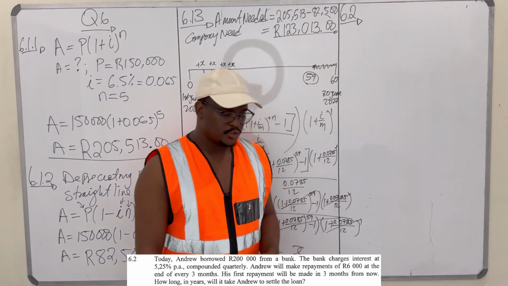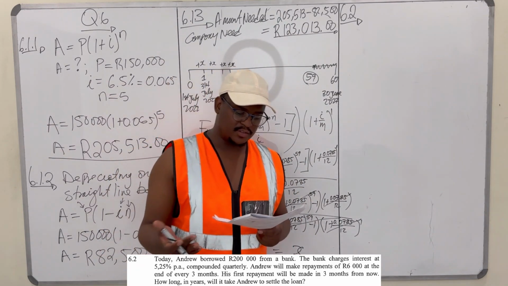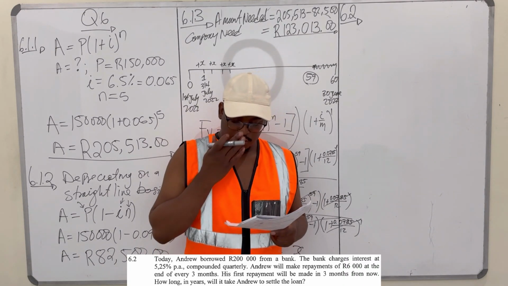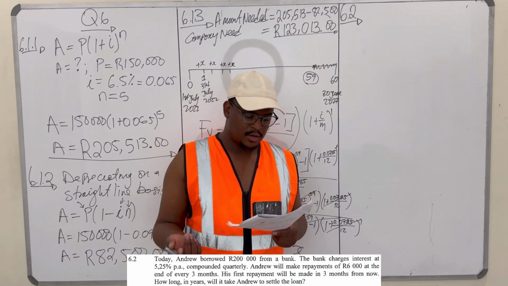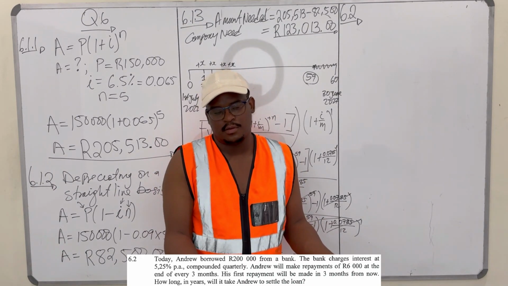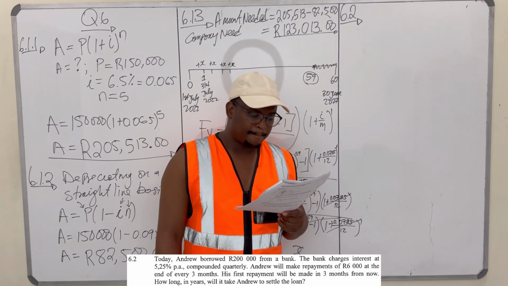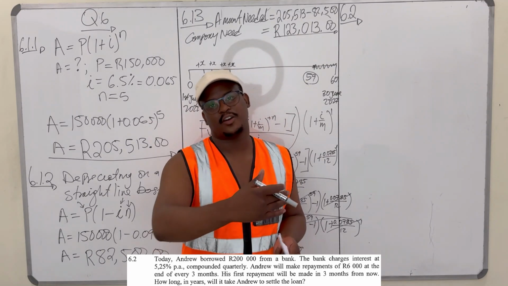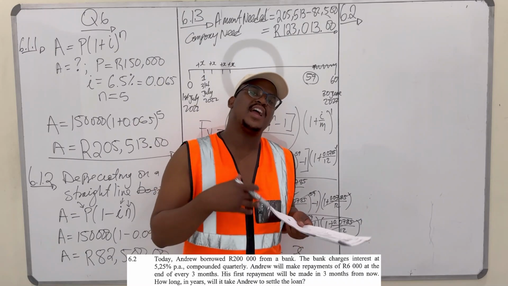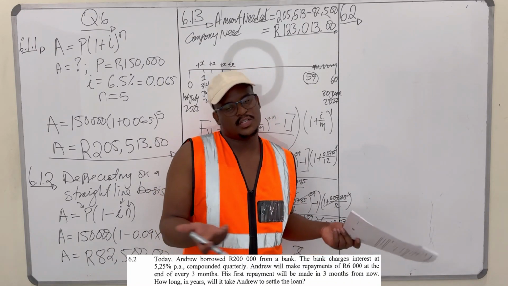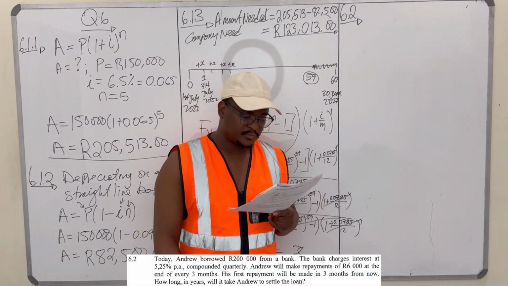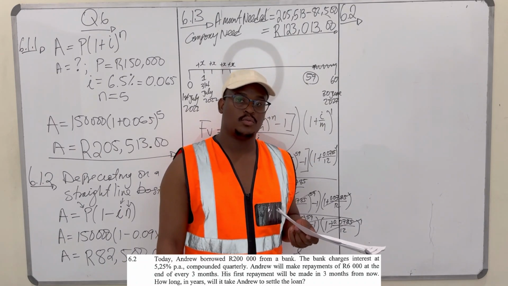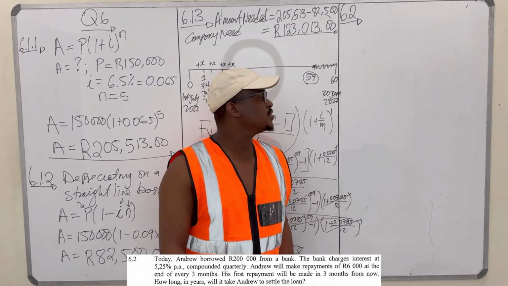No problem. So they are saying our friend Andrew, he borrowed 200,000 from a bank at an interest of 5.25% per annum compounded quarterly. So they're saying Andrew will make repayments of 6,000 every 3 months, which is every quarter, right? So his first payment will be made 3 months from now, which is after the first quarter since he borrowed the amount. Which is expected, which is normal. So they want to know how long in years will it take Andrew to settle the loan.